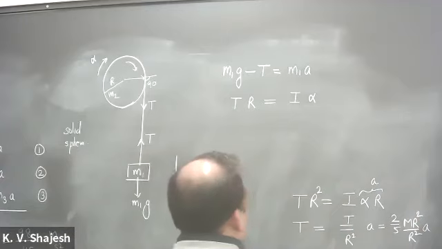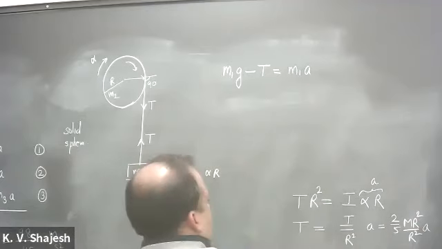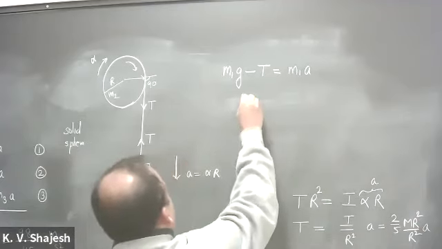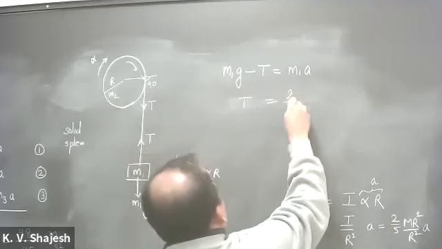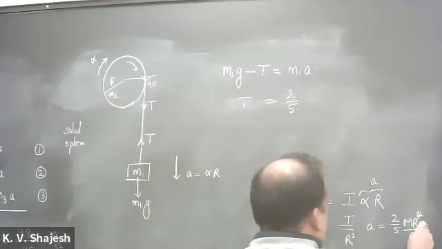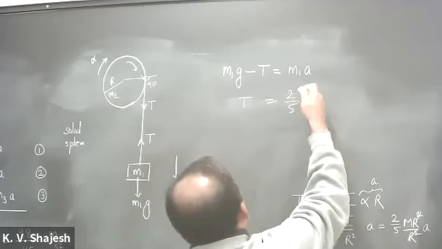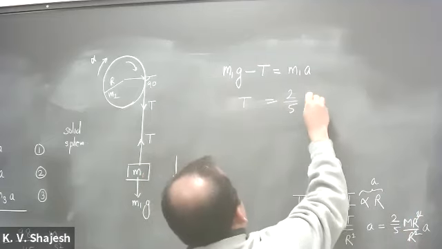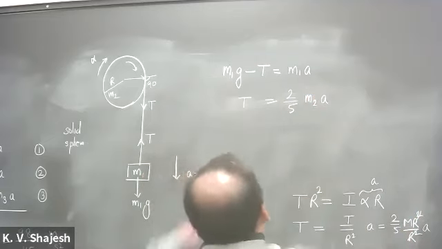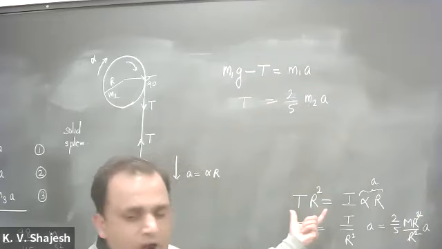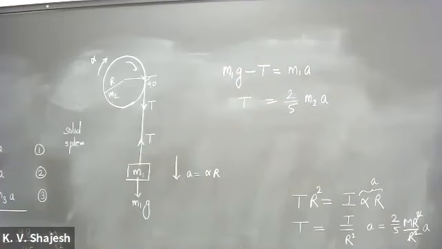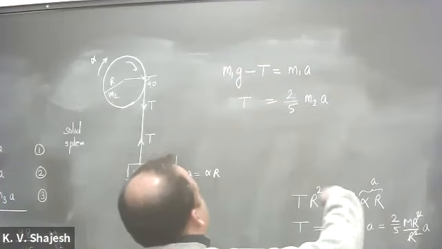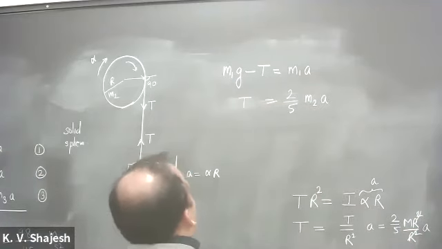So the equation I have is T is equal to 2 by 5, R squared cancels out, times M, in this case it is M2, so that's M2 times A. That's your torque equation, right? There was only one torque acting, equal to moment of inertia times the angular acceleration. So that's this equation, which can be re-expressed in this form.